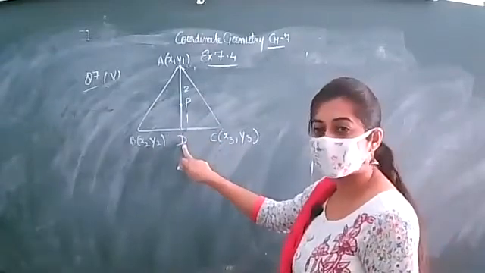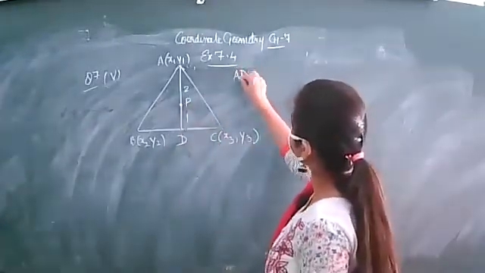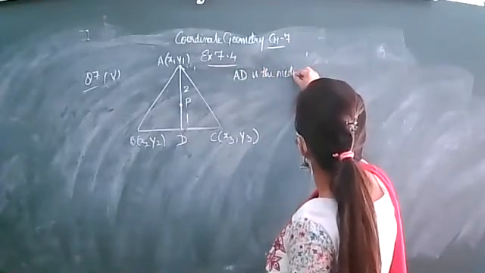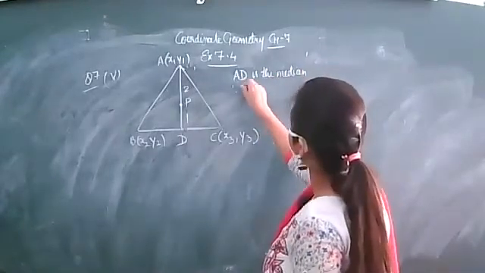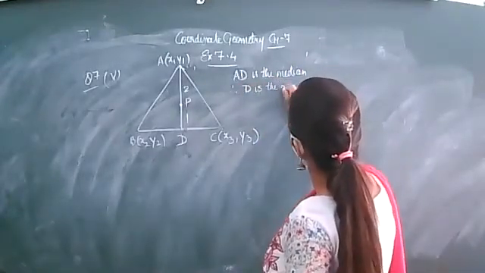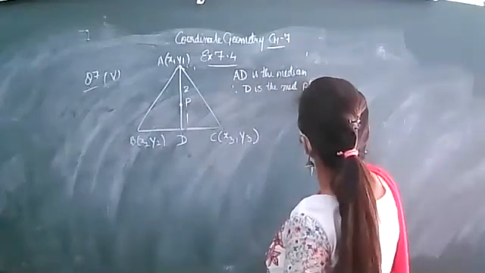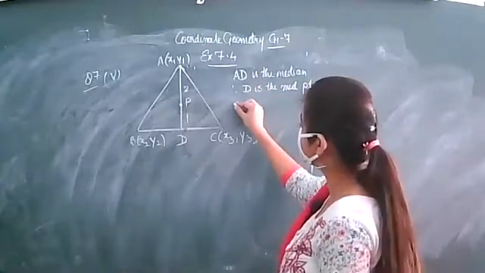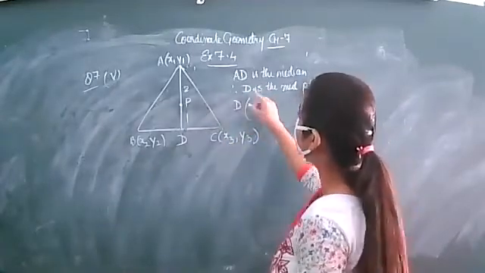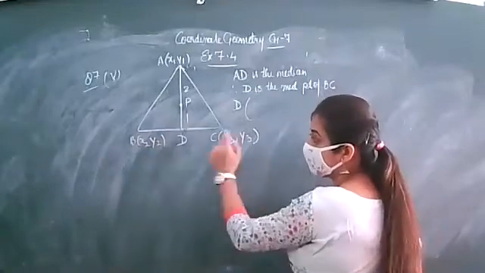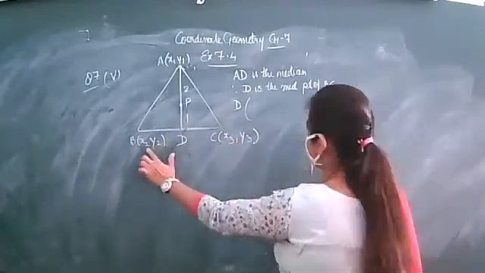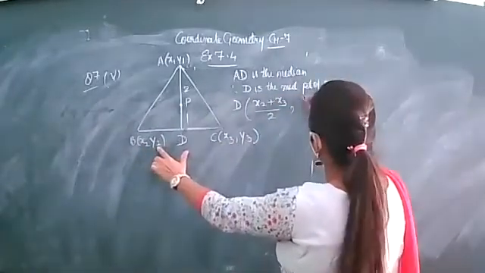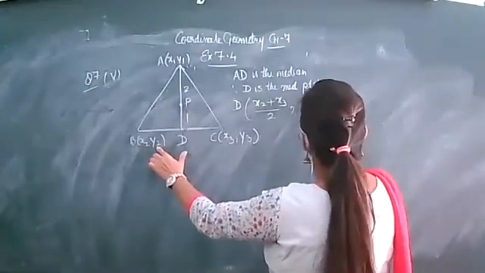So firstly, you will say that if AD is the median, therefore D is the midpoint of BC. So D is the midpoint. Let's use the midpoint formula to find the coordinate of this D. How will you find the coordinate of D? By adding these coordinates. That will give you (x2 plus x3) by 2, and this is your (y2 plus y3) by 2.